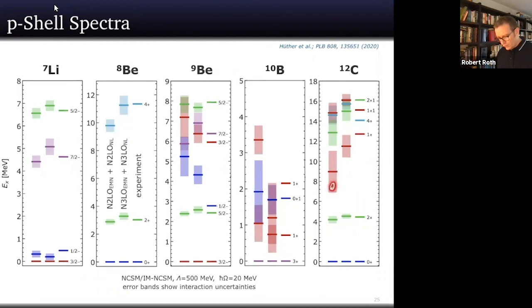So this is from N2LO to N3LO. The three-body force gets much more complicated if you go to N3LO, and the state reacts to this and moves. And it moves in the good direction because experiment is up here. So I think one has to look really into more details here for the spectra.